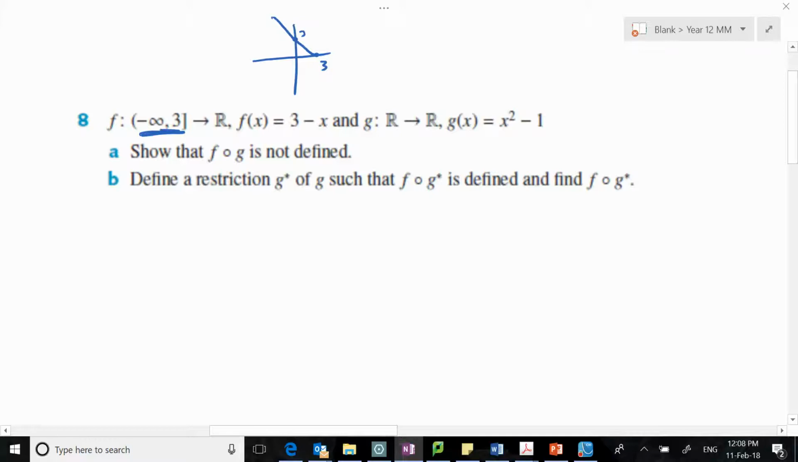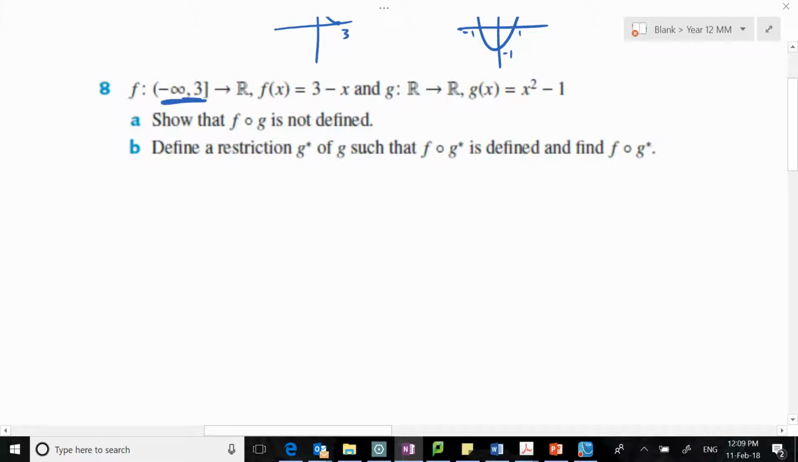I'm just looking at the domain. Negative infinity up until 3. That's my domain for the first graph. And for my second one, I have no restrictions. x squared minus 1. So minus 1, 1, and negative 1. Alright. And same thing. Show that f of g is not defined.